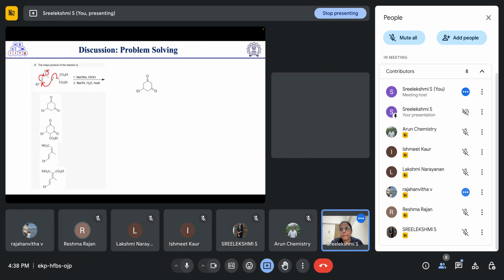So why is it not attacking the carbonyl carbon? 1,4 addition is happening because here we can see there is an extended conjugation in this molecule. So this position will be more favored rather than this in that case. So we call this type of reaction Michael addition.